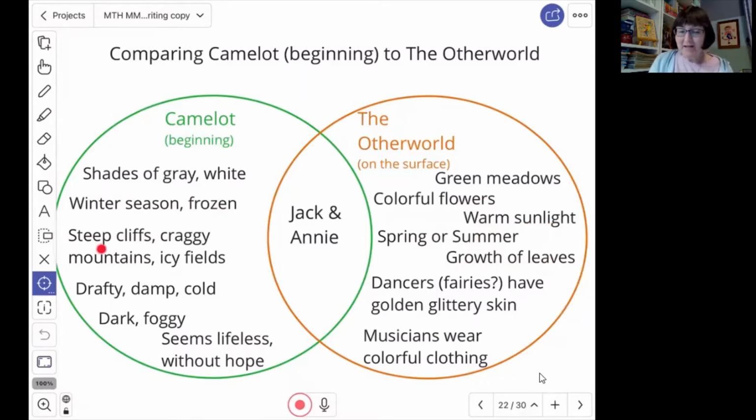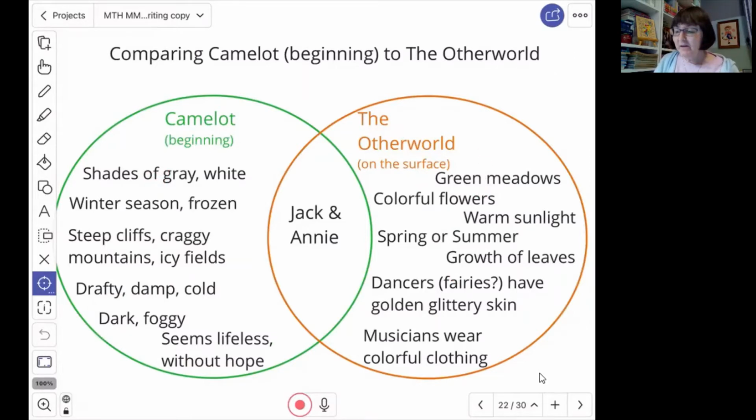Over in Camelot, steep cliffs, craggy mountains, icy fields. The temperature felt cold, it was damp, it was drafty. In the other world, it was warm. In Camelot, it was dark and foggy. And, you know, it really seemed like without hope. That was the sense we had in Camelot. It was more colorless, right? Not a lot of bright colors, just a lot of gray and white and black and dark colors.